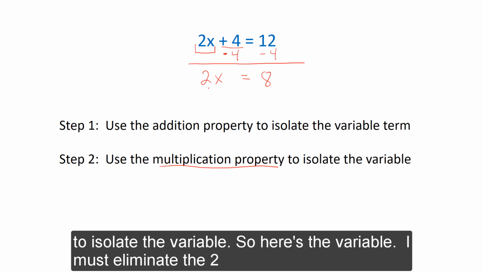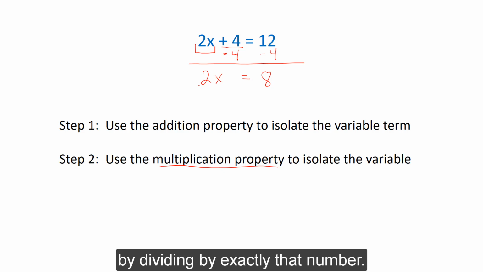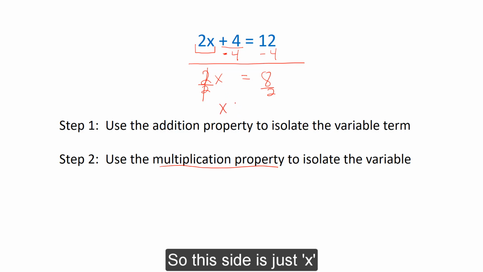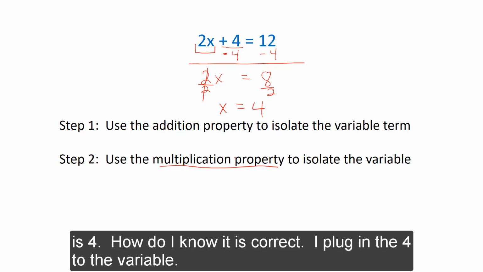So now I attack the 2. Well, since the 2 multiplies the variable, I will divide by exactly that number. I must do it to both sides. 2 divided by 2 is 1. 1 times x is just x. 8 divided by 2 is 4.